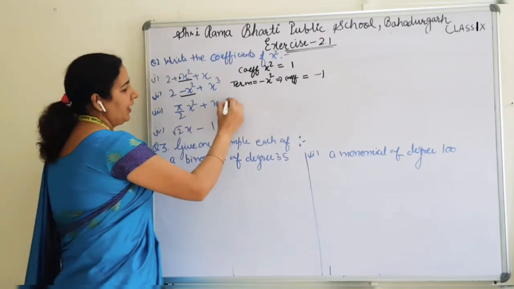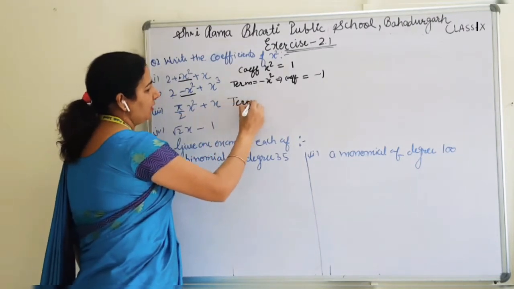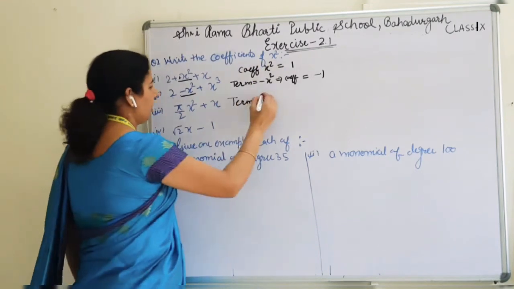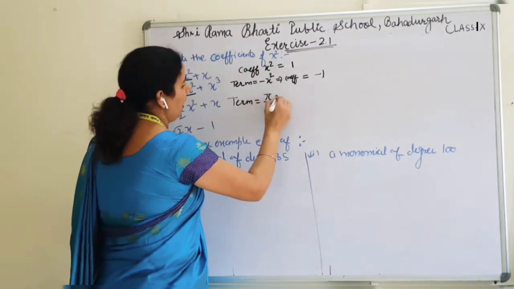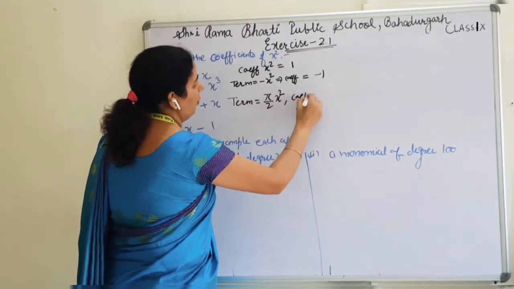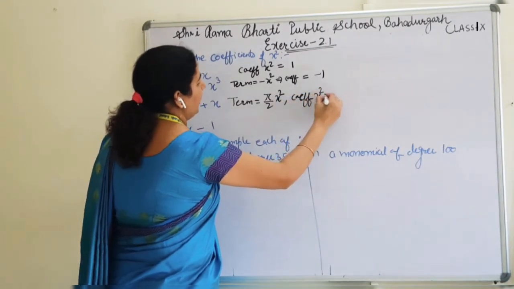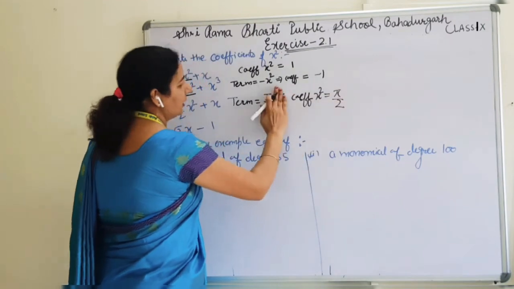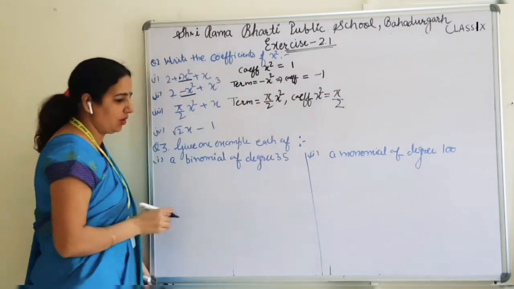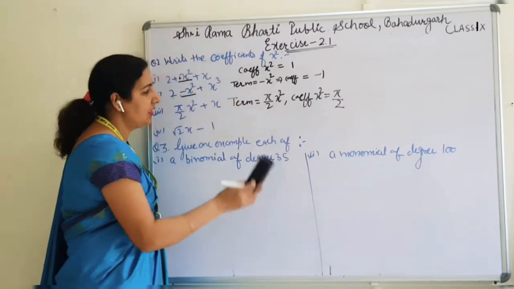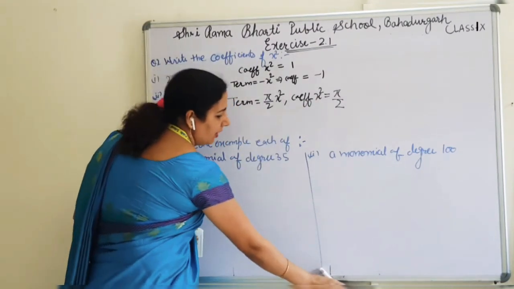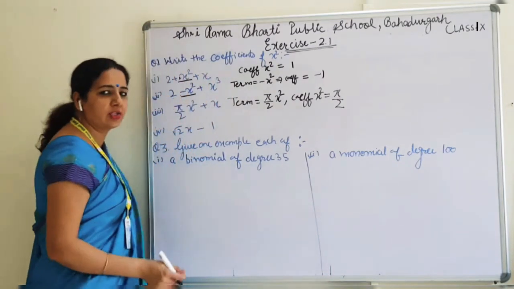Now take that term first. It will be easier when you take the term in which you have to calculate the coefficient. It is pi upon 2 x square. Now what is the coefficient of x square? It is pi upon 2. Just hide the x square part. Then what is left? Pi upon 2. So it will be the coefficient of x square.